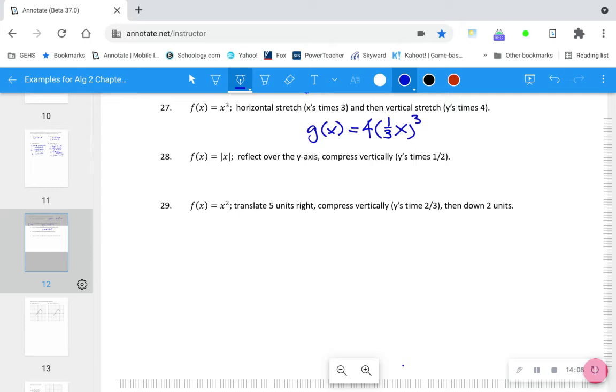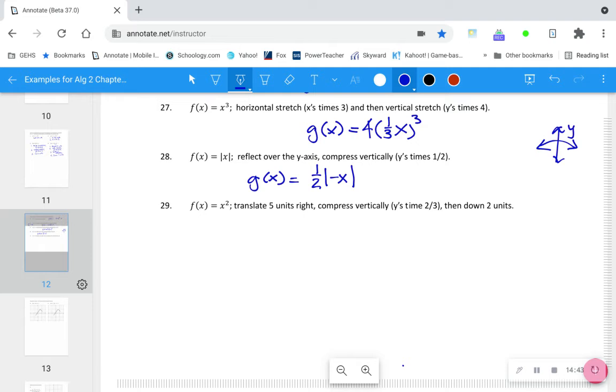All right, on the next one, we're supposed to reflect over the y-axis. Let me show you what that looks like. You're reflecting from one side to the other over the y-axis, and that involves just changing the sign of the x. So we're going to do that first. Here's the original, and we're going to change the sign of the x, and then we're going to compress it vertically by 1/2. Vertical, I have to put it outside here, and you just put 1/2 out there, multiplying by 1/2.